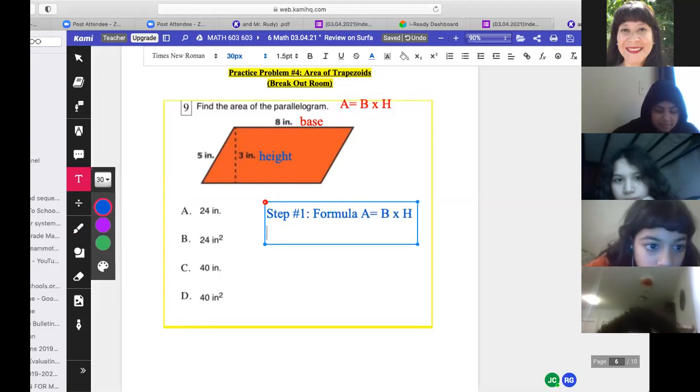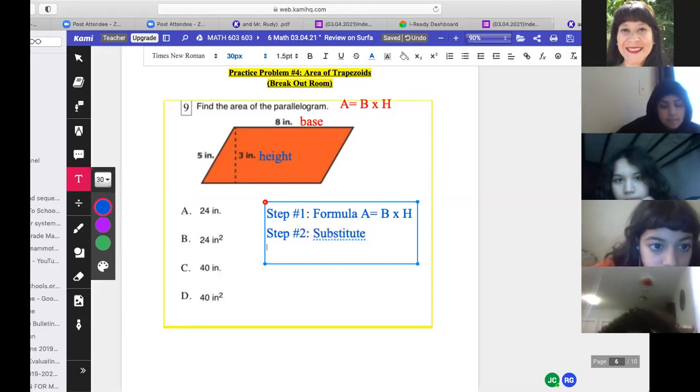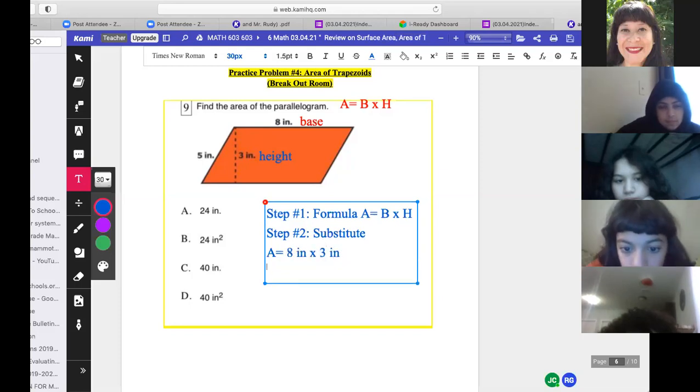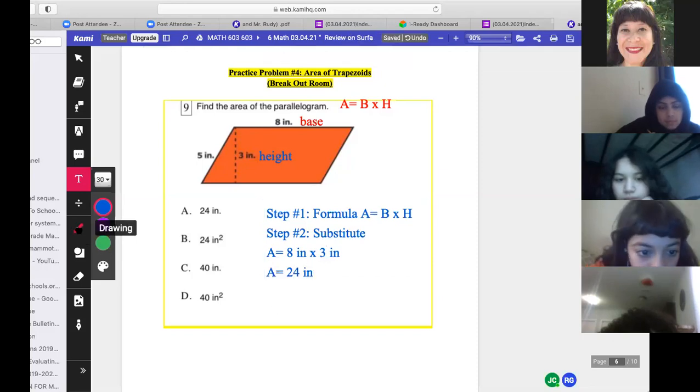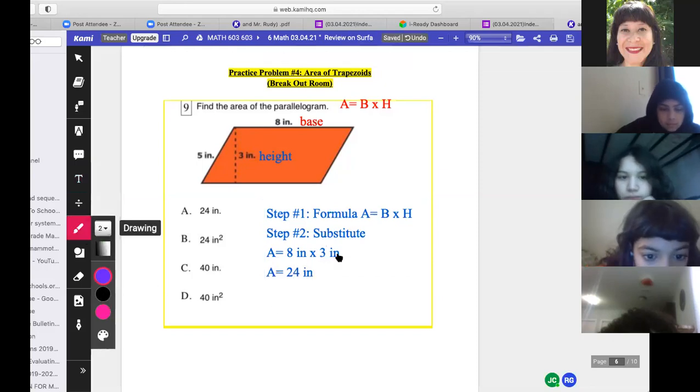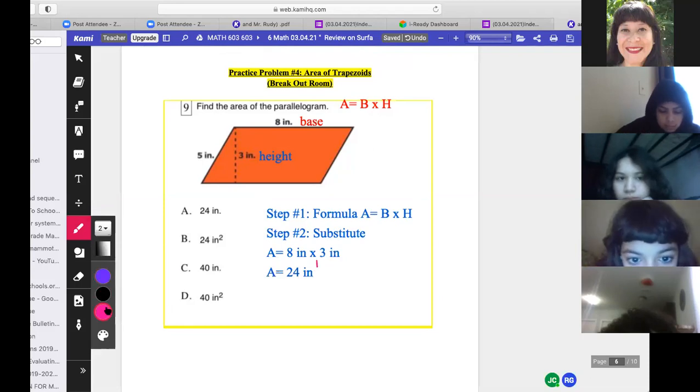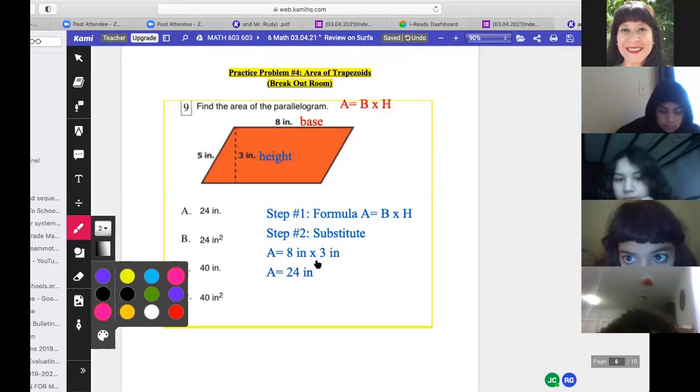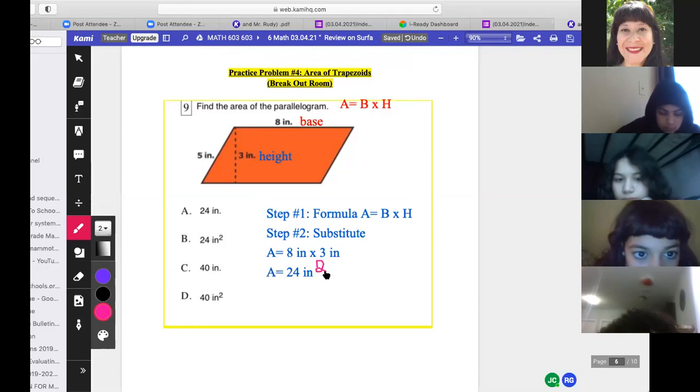8 times 3, 24. 24 what? 24 inches. 24 inches squared. Okay, so the answer is A. Good job. Wait. Oh, no, I'm sorry, it's B. You're missing the square.